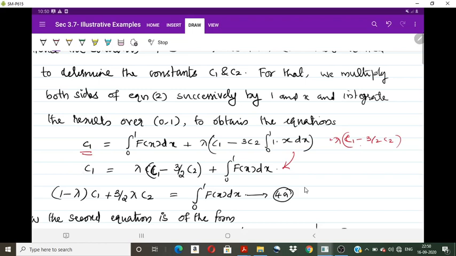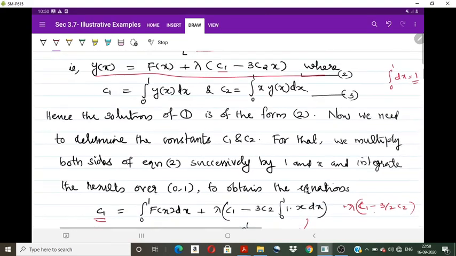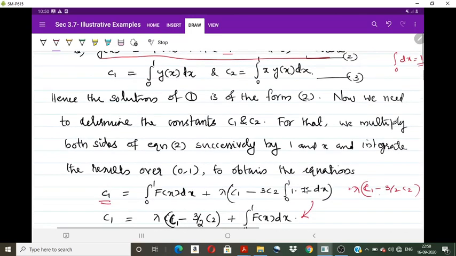Now there is c1 in the already one c1 is there. Now we are taking lambda c1 to the left, so it will be minus lambda c1. Combining that, we have (1 minus lambda) c1 plus 3 by 2 lambda c2 is equal to the integral from 0 to 1 of f of x dx. Call it equation number 4a. Equation 3 was the values of c1 and c2.